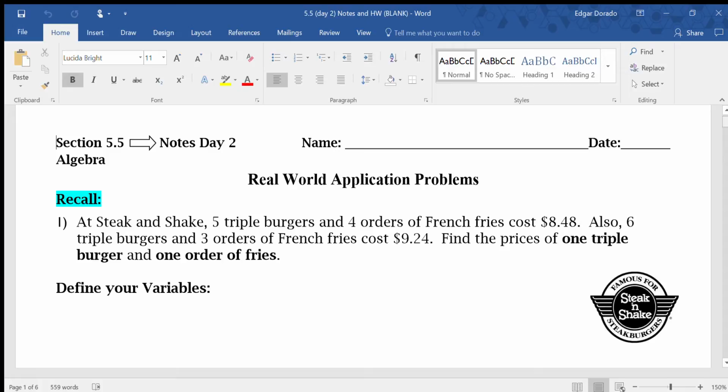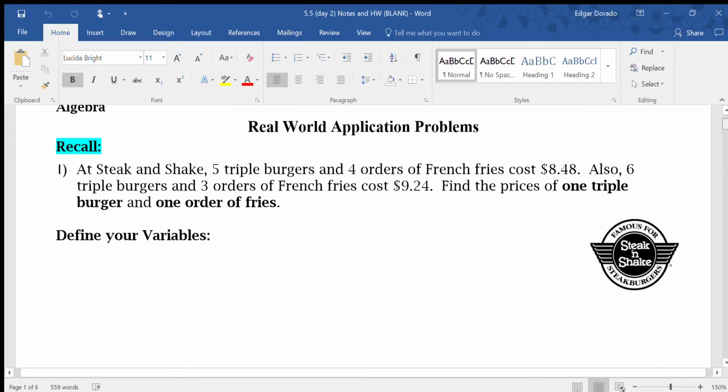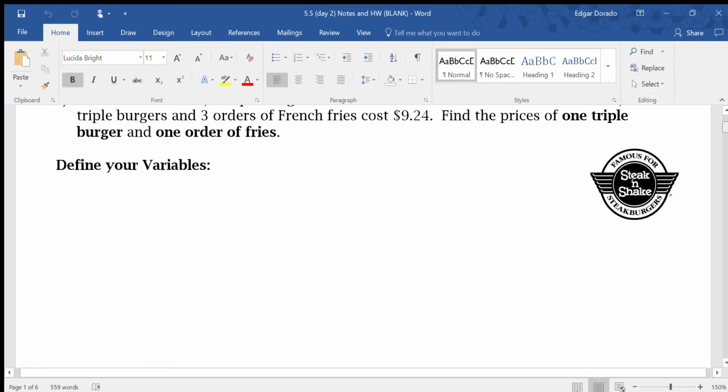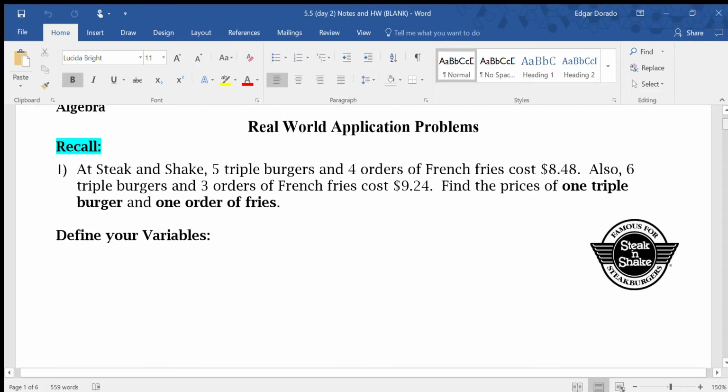This next problem will actually be very similar to the ones we did in the day 1 video. So let's make sure we still remember how to do that. What does number 1 say? It says at Steak and Shake, 5 triple burgers and 4 orders of French fries cost $8.48. Sorry about that, I am spacing out over here. I don't know of any triple cheeseburgers or fries that could cost $800. But anyways, we also have that 6 triple burgers and 3 orders of French fries cost $9.24.